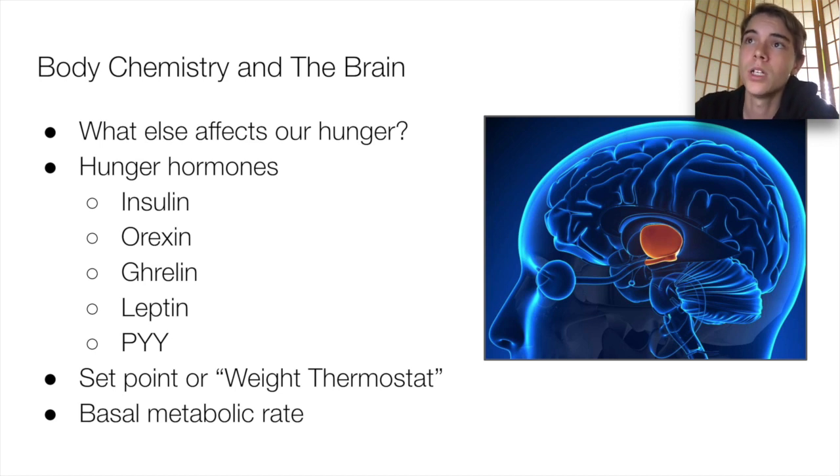And then you have PYY, which is produced by the digestive tract and sends signals to the brain telling it to stop eating, which also contributes and goes hand in hand with leptin so that they lose weight and lose the fat cells. And then there's also the set point, which is also referred to as a weight thermostat. So the set point is an interaction between all of these hormones and brain activity that explains how the body maintains a certain weight.